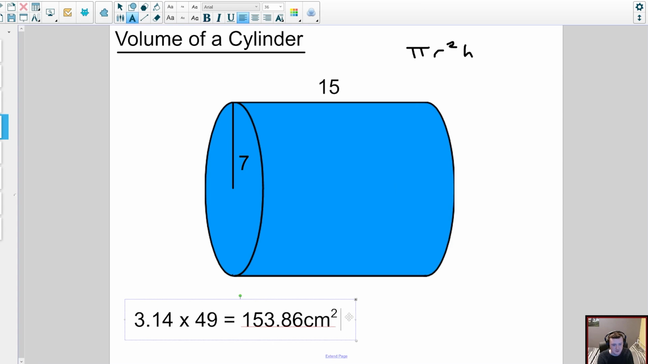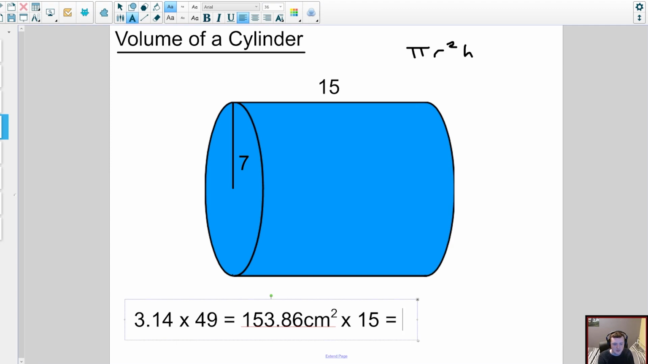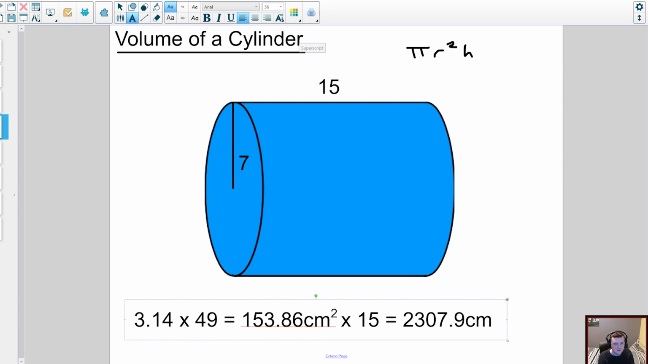So far we've got cm2, or centimeters squared. We're going to multiply it by 15. That's going to be 2,307.9, and now we're going to have centimeters cubed. I've left it here on purpose like this, so you can see how I got there. When I multiply the two things together, I ended up with centimeters squared. When I multiply it by a third thing, I end up with centimeters cubed. So we're going to have 2,307.9 centimeters cubed for the volume of this cylinder.